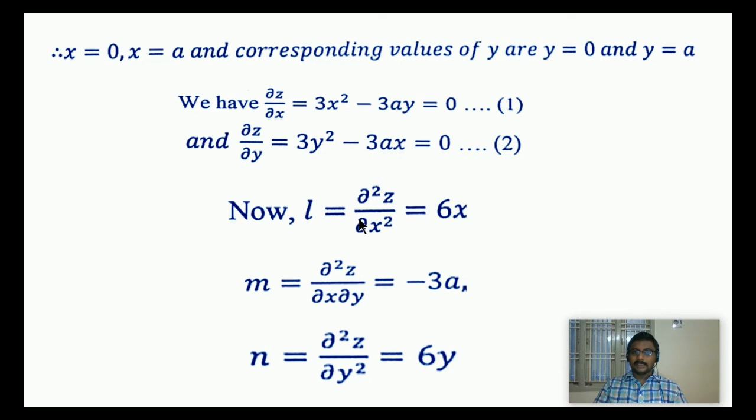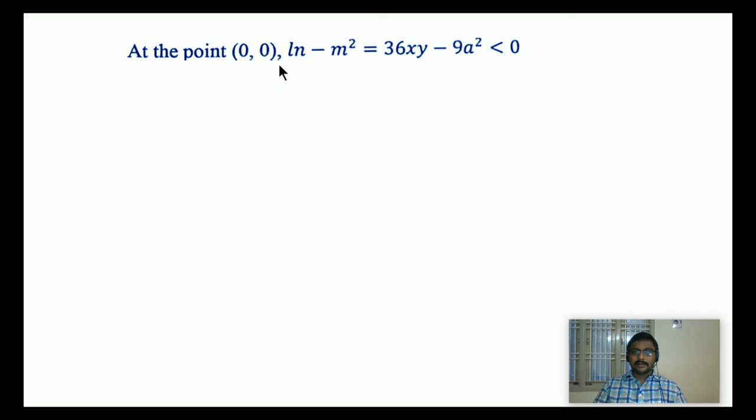These are the second order partial derivatives, which are obtained by differentiating again with respect to x and y the equations 1 and 2. The first order derivatives are again differentiated. Now at the point (0, 0), LN minus M squared is 36xy minus 9a squared. Putting x is 0 and y is 0, we will have negative 9a squared, clearly which is less than 0. So our LN minus M squared value is less than 0. The function does not have any maxima or minima. Also the point (0, 0) is a saddle point.